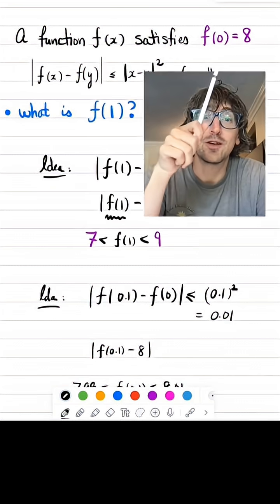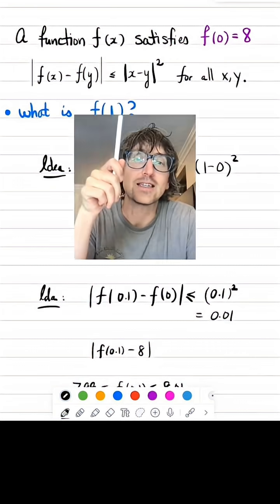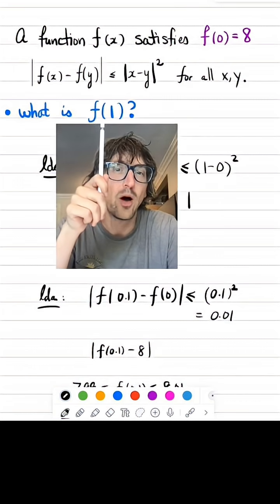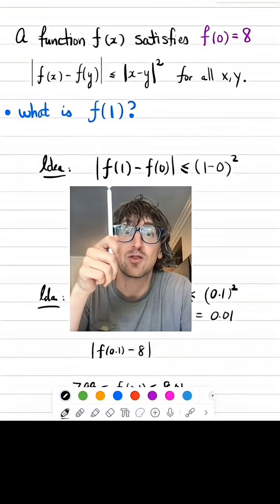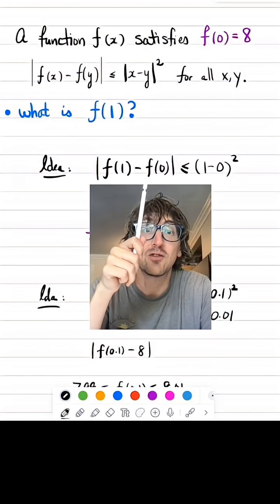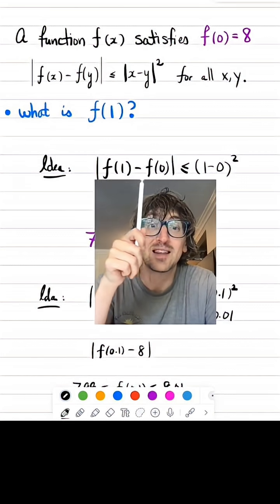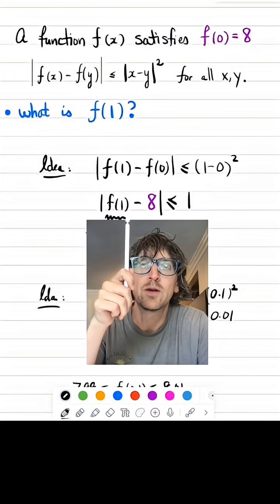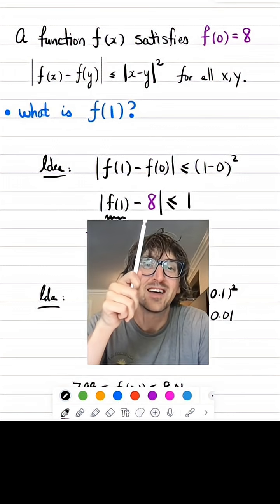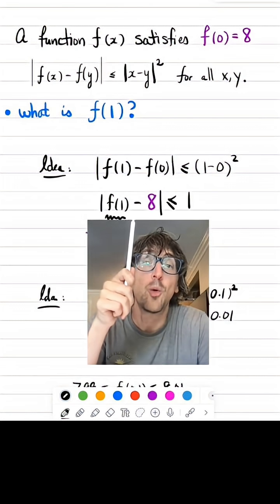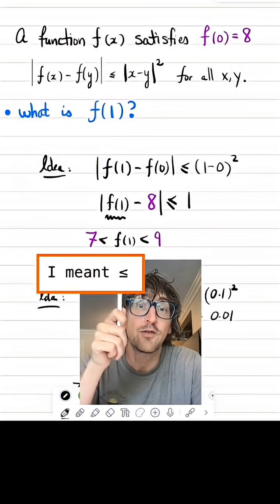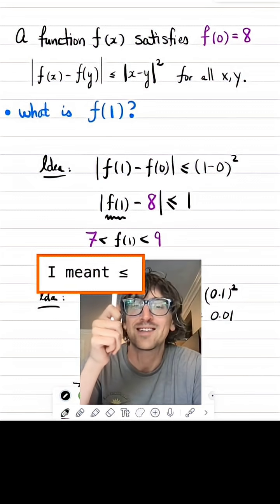Given this technical condition, and then when we plug in 0, we get 8. And the question is, what if we plug in 1? Well, let's just see what happens, right? f(1) minus f(0), according to this formula, has to be less than or equal to 1. In other words, whatever this output is, it has to be a distance less than or equal to 1 from the number 8. That's enough that we know already that f(1) is between 7 and 9.